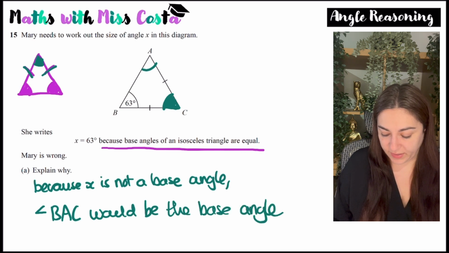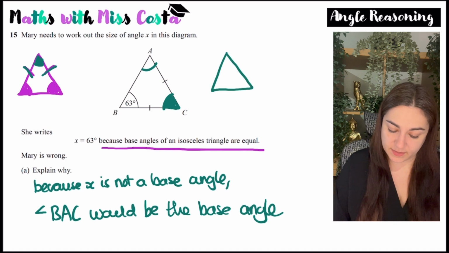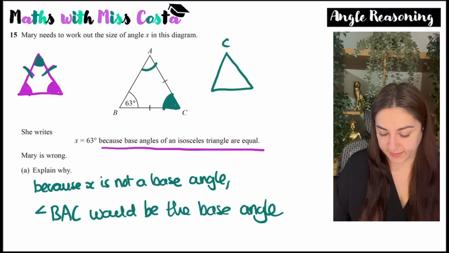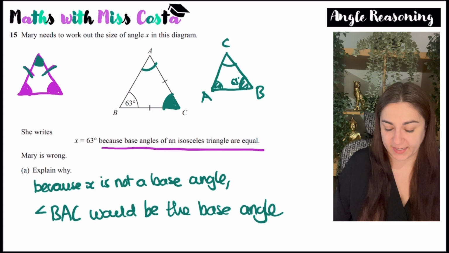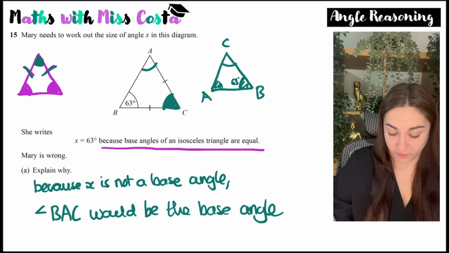So if we turned that around, this is what it would look like. So C would be at the top, A over here, B, and that would be 63. And this would be your base angle here, and that would be X. It's basically the triangle, it's just been turned over.